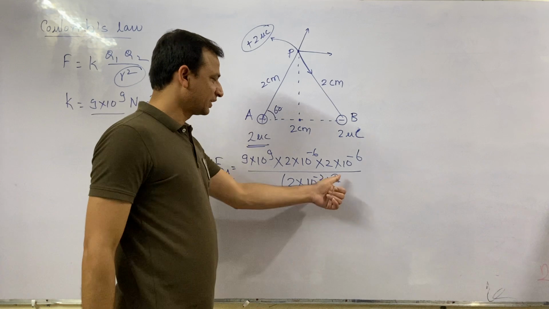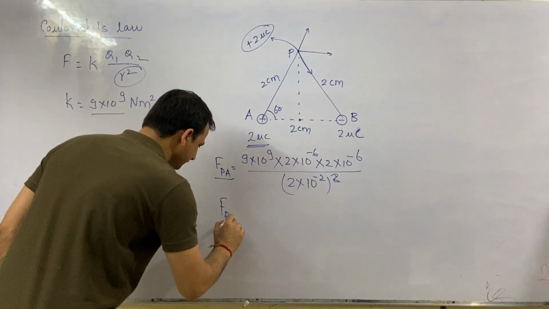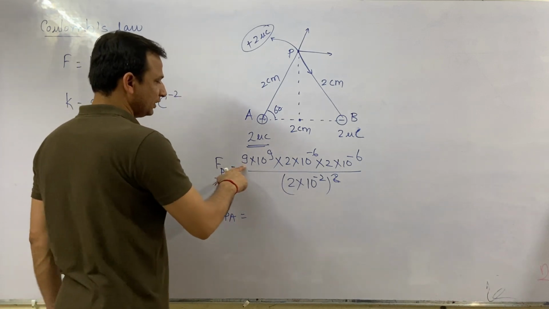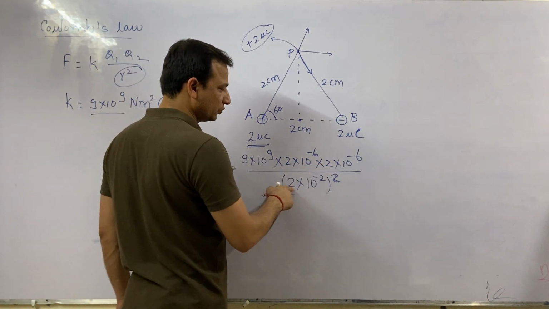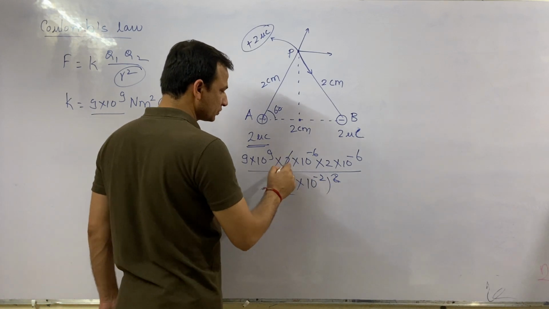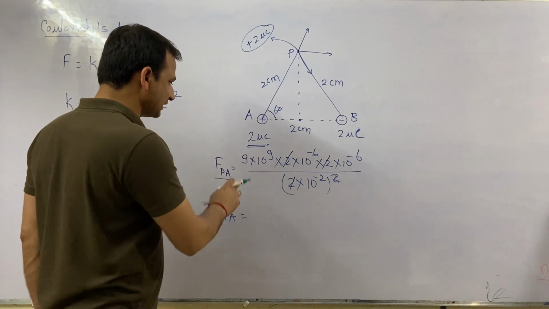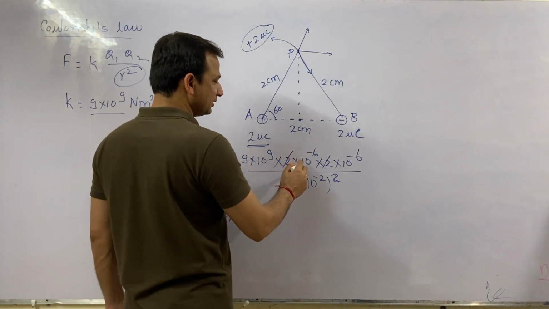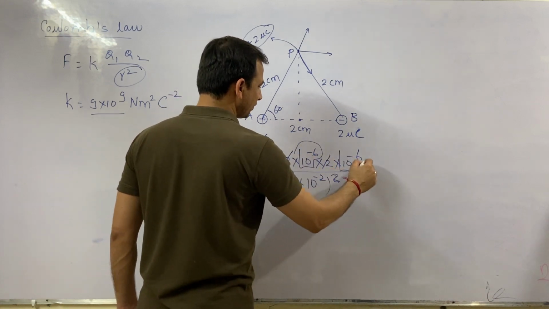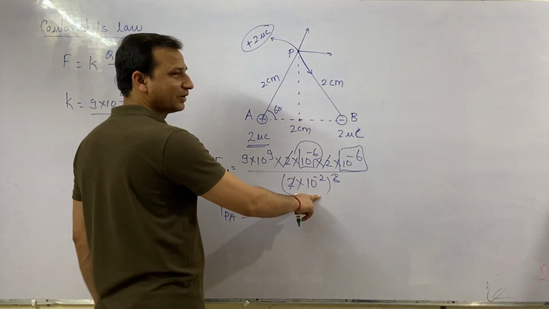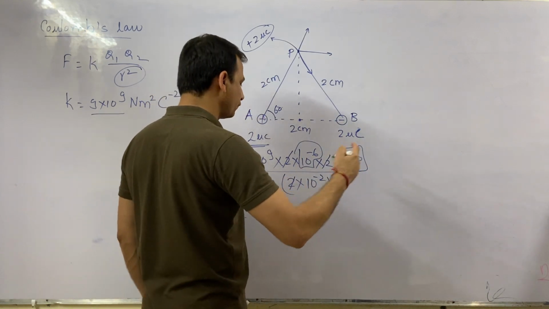So 2 into 10 power minus 2 squared. If we solve it, we will get FPA is equal to 9 into 10 power 9, 2 here, and this 2 is squared, it becomes 4, so they can cancel. Now what is left with us is 9 into 10 power 9, 10 power minus 6, and another 10 power minus 6, and here 10 power minus 2 squared, so it becomes 10 power minus 4.